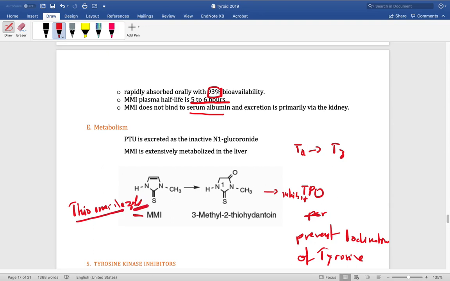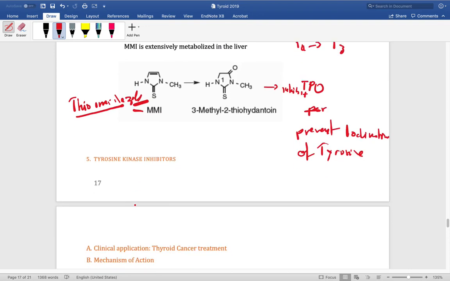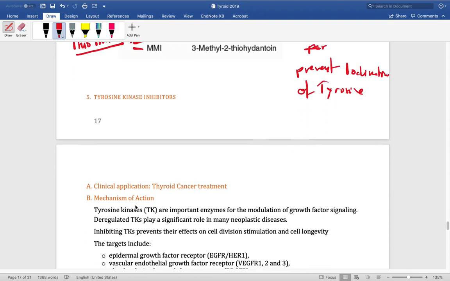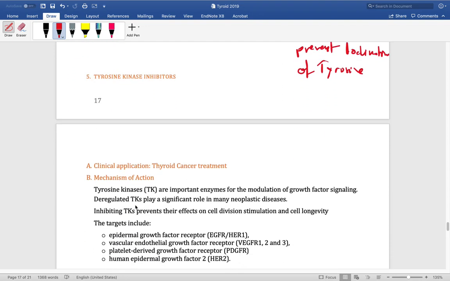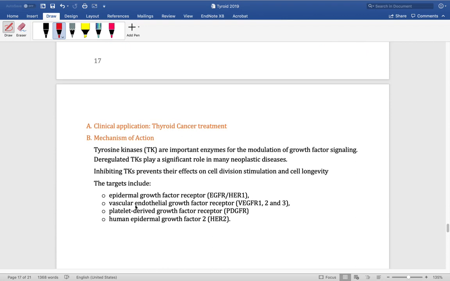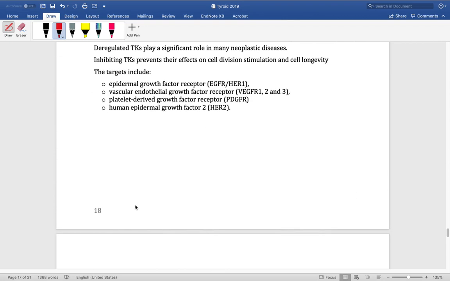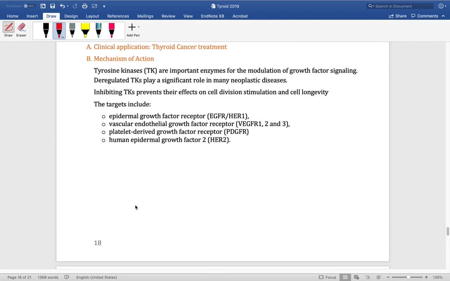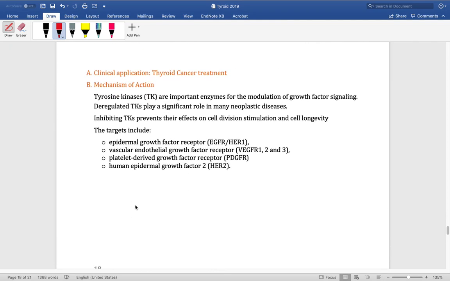The lecture contains additional information about tyrosine kinase inhibitors. I will not cover those, and you will not be responsible for those on the exam. They're included in your slides for the sake of completion. Feel free to read it and get familiar with it, but I will not cover those for the sake of the exam.